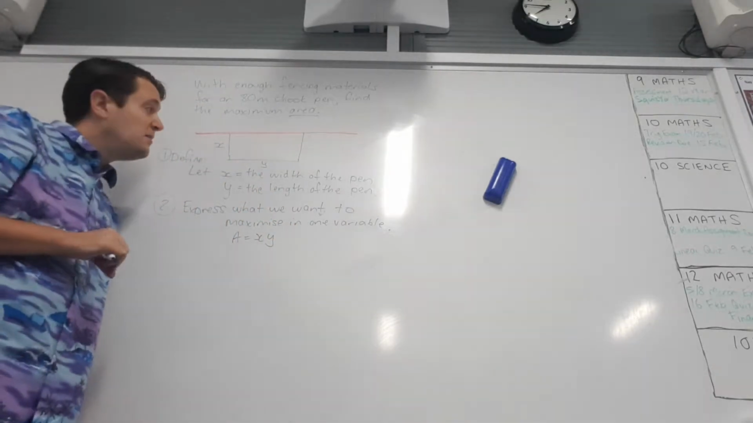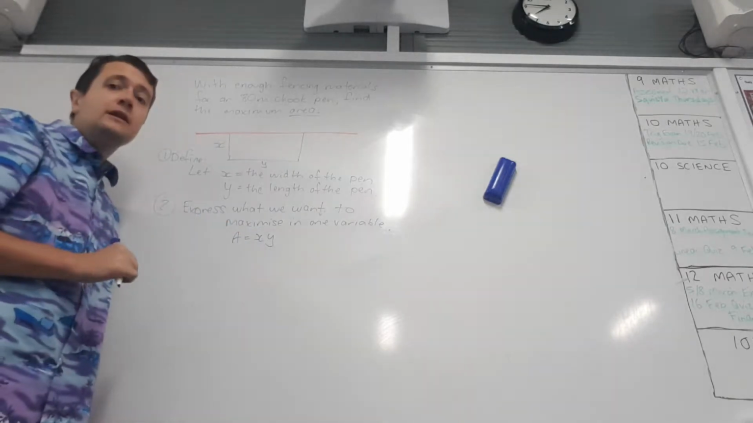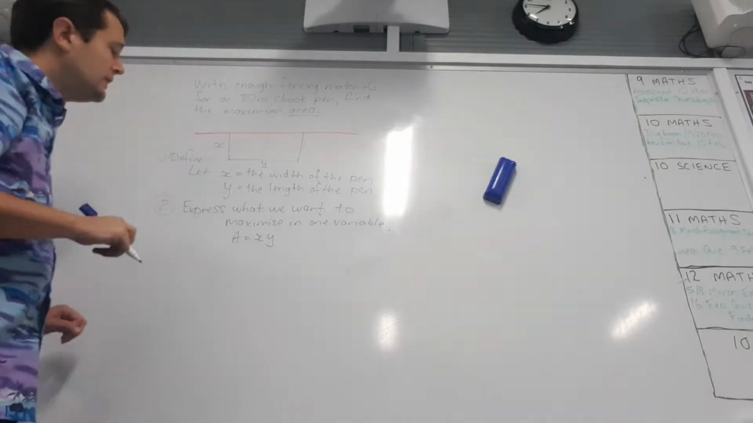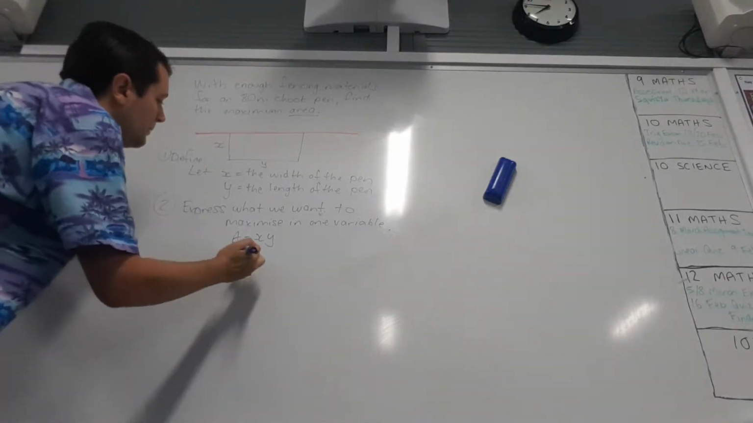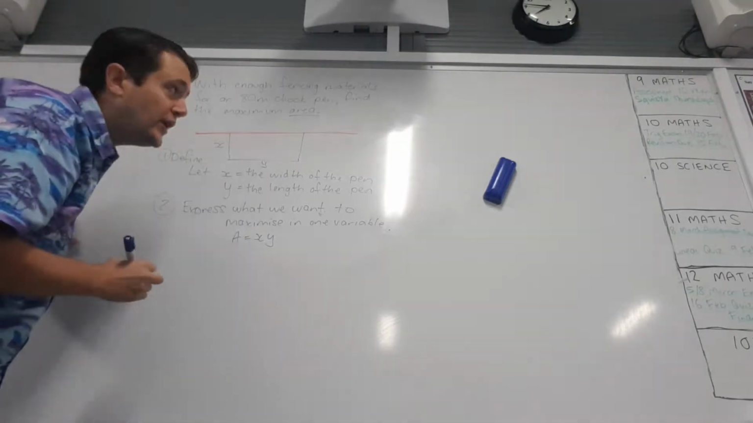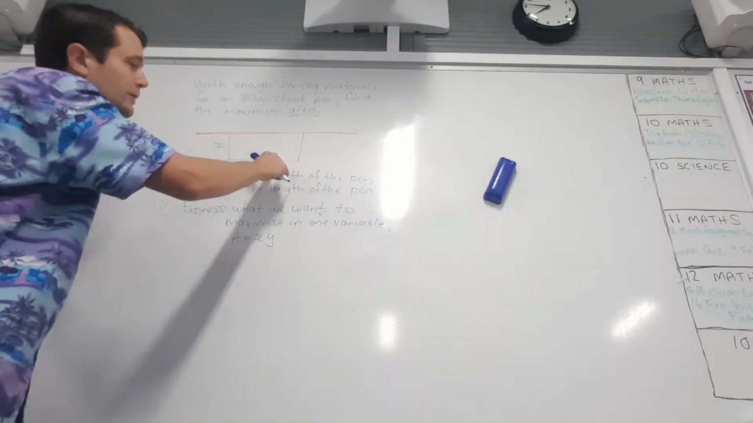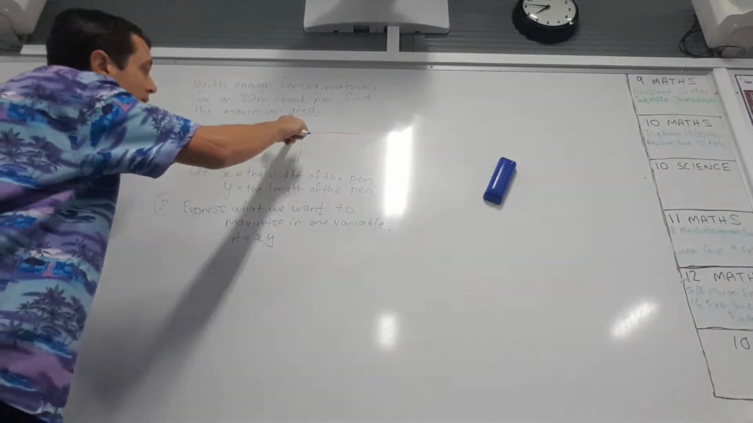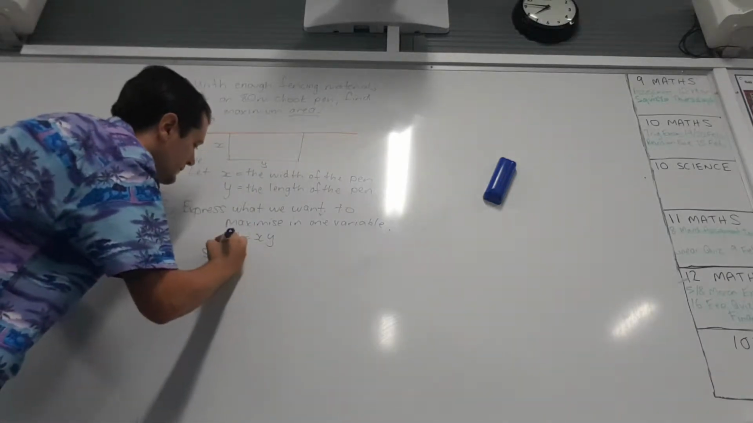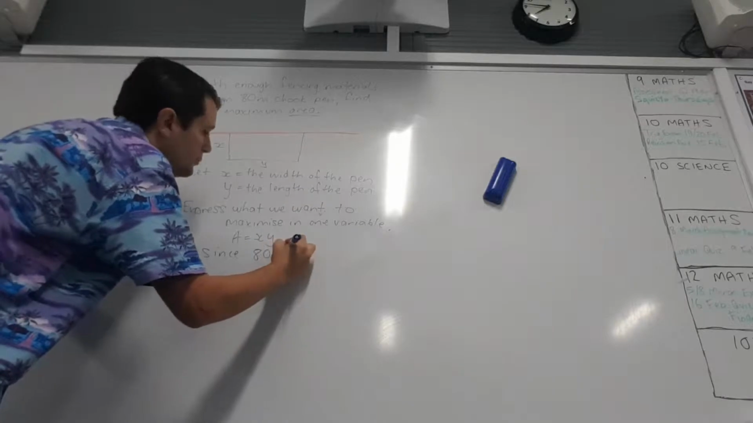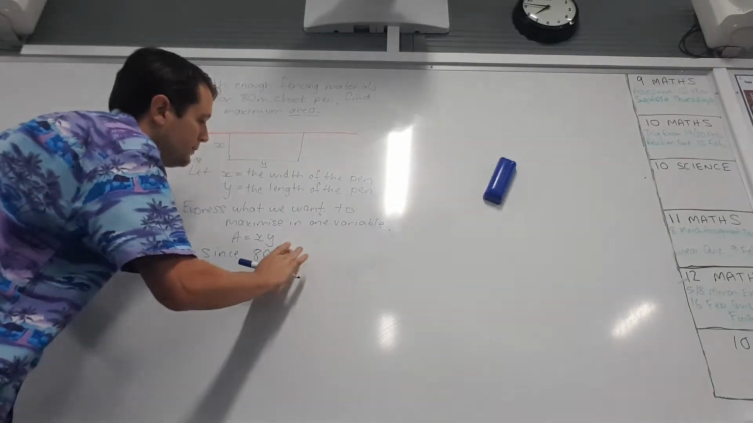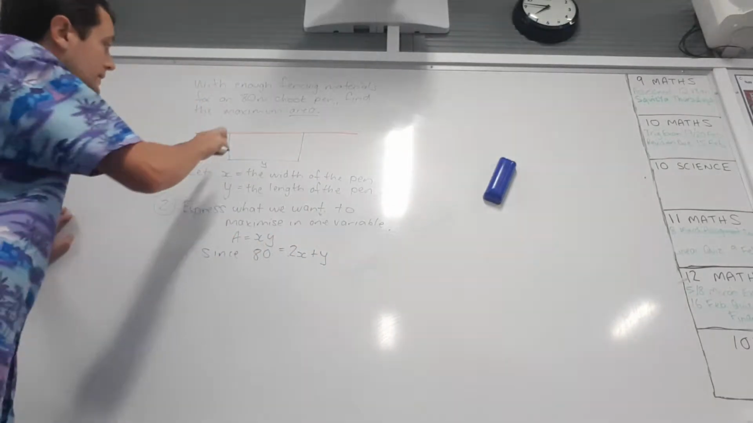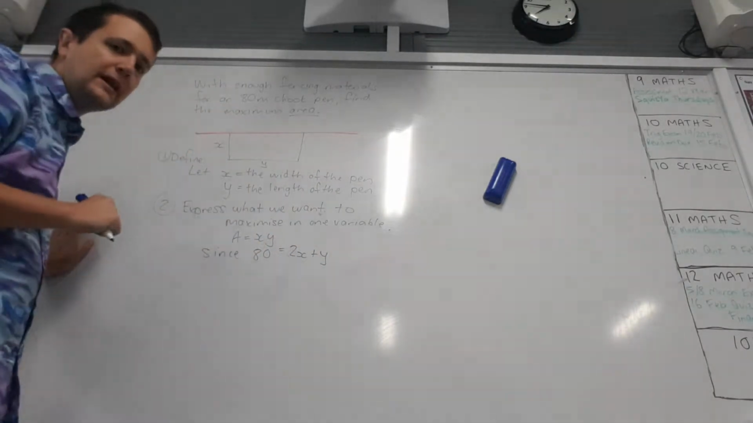But there's two variables. Always in these questions there will be enough information to turn it down to one variable. So let's do that quickly. We know that this side plus this side plus this side has to be 80 metres because that's your fencing material. So 80 metres of fencing material has to equal 2x plus y. Right? 2x plus y has to be 80.